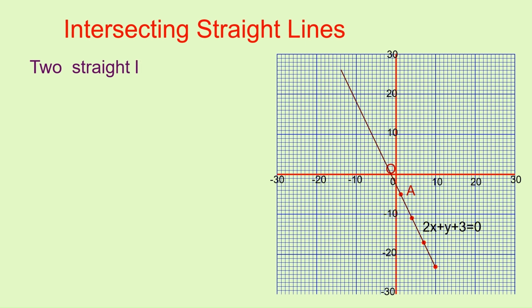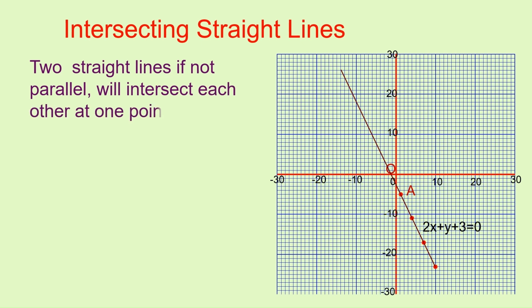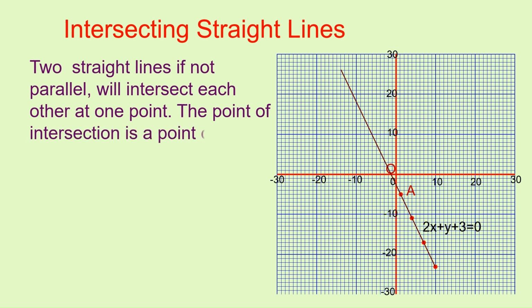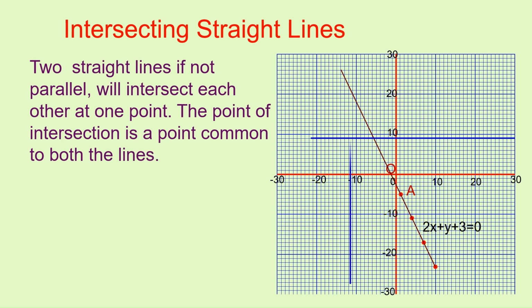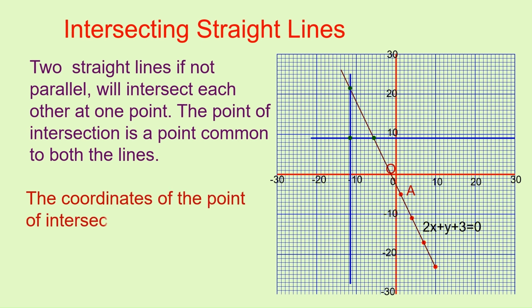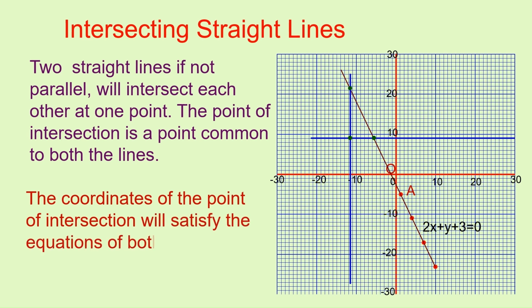Intersecting straight lines. Two straight lines, if not parallel, will intersect each other at one point. The point of intersection is a point common to both the lines. The coordinates of the point of intersection will satisfy the equations of both the lines.